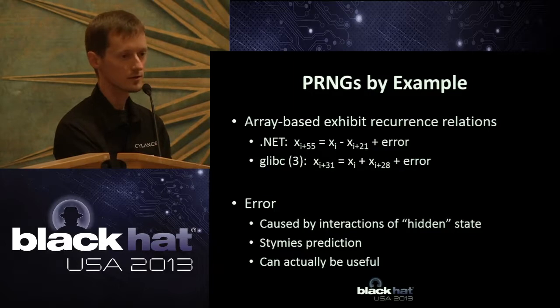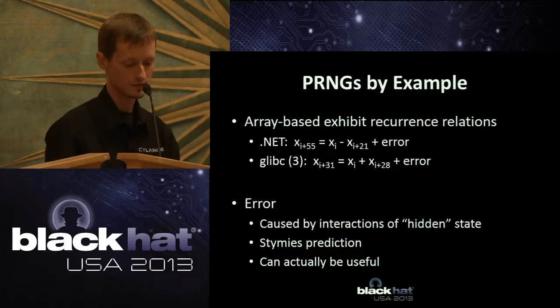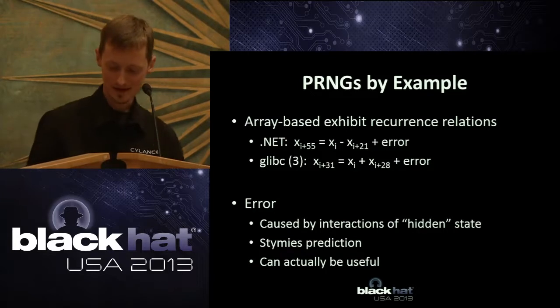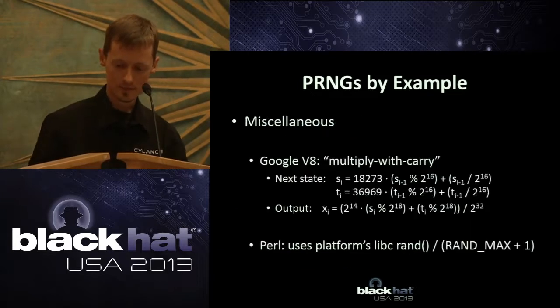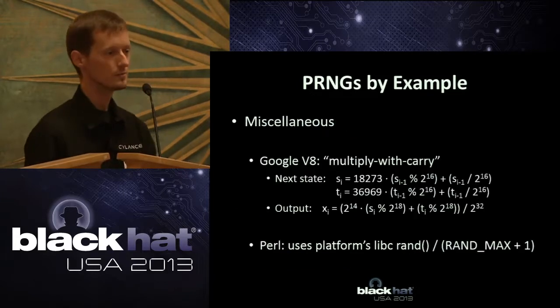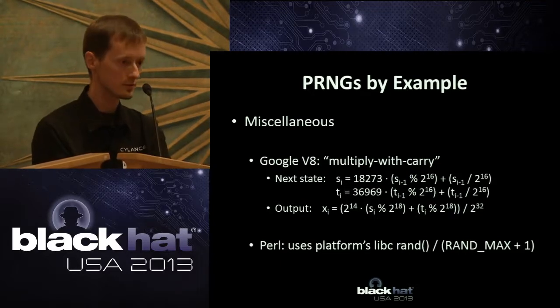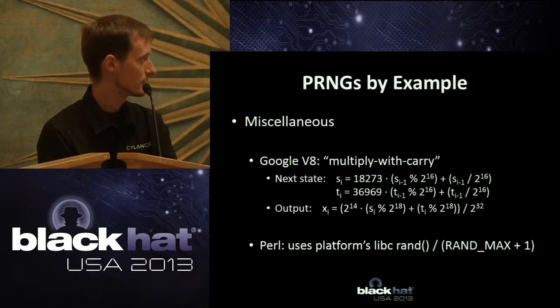So these errors are caused by various elements of hidden state, another thing we talk about in the white paper. But it can actually have its uses. Finally, we got this Google V8 PRNG. It's in their JavaScript engine, and they called it a multiply with carry algorithm. There's the math for it. We're not really going to get into it right now.